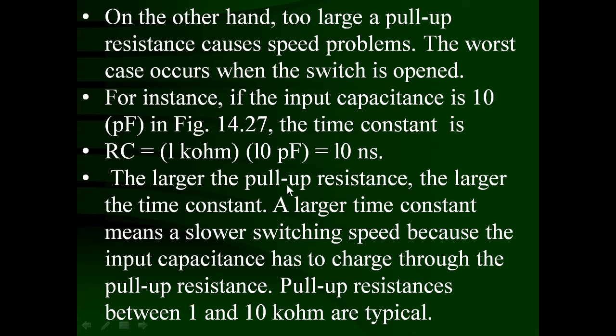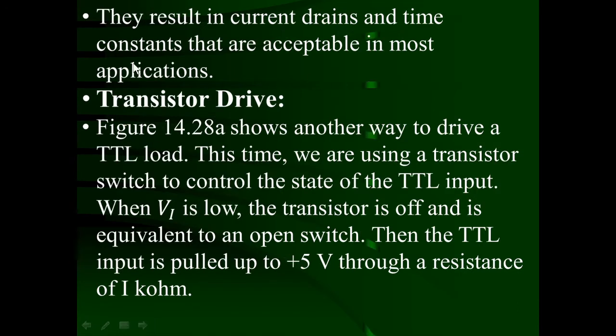The larger the pull-up resistance, the larger the RC time constant is going to be. A larger time constant means a slower switching speed, because the input capacitor has to charge through the pull-up resistance. Pull-up resistances between 1 kilo ohms and 10 kilo ohms are normally typical. They result in a current drain and time constant that are acceptable in most applications.